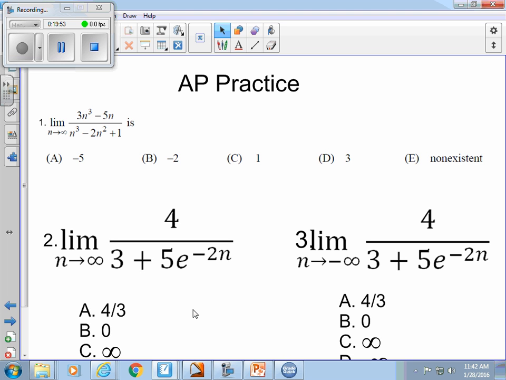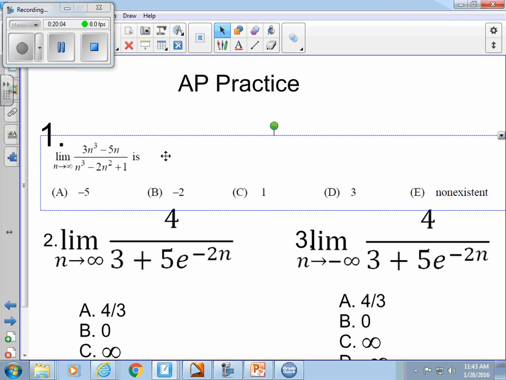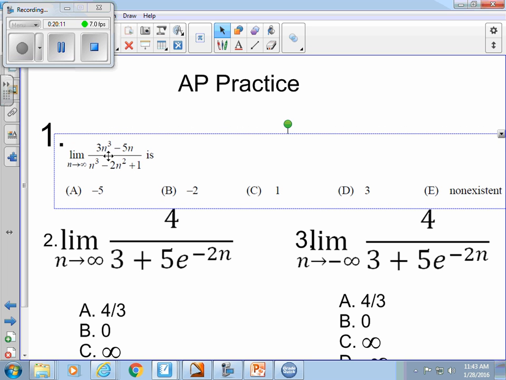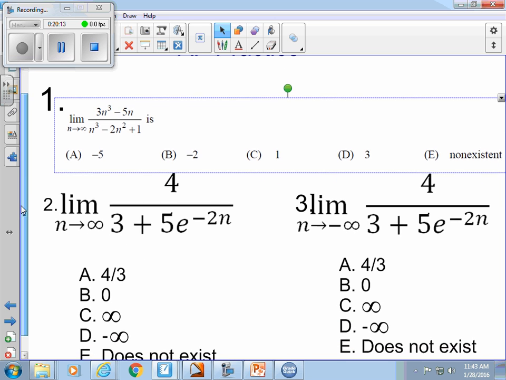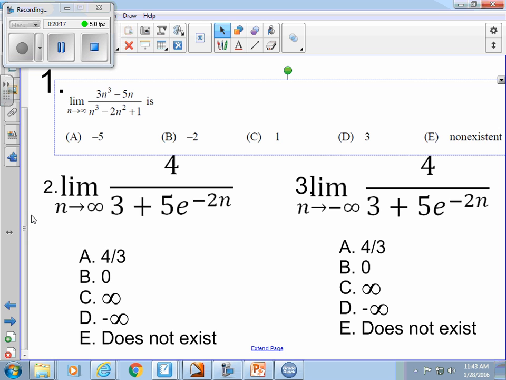Okay, I want you to try all 3 of them. They will take some thought. The top one's easy, which should be encouraging about AP. The bottom two, not so much. If I make it bigger, you won't be able to see the answers. It's the limit as n approaches infinity of 3n cubed minus 5n over n cubed minus 2n squared plus 1. I copied that from an AP problem.